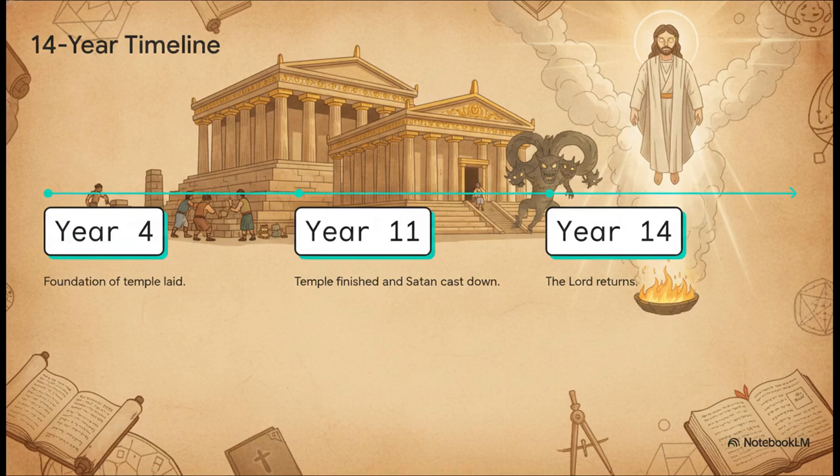In year 4, the temple foundation is laid. Then, fast forward to year 10.5, or the 11th year, and the temple is finished, which totally coincides with Satan being cast down. Finally, the whole thing culminates in year 14. So as you can see, this 14-year framework isn't just arbitrary. It is densely packed with highly structured events.